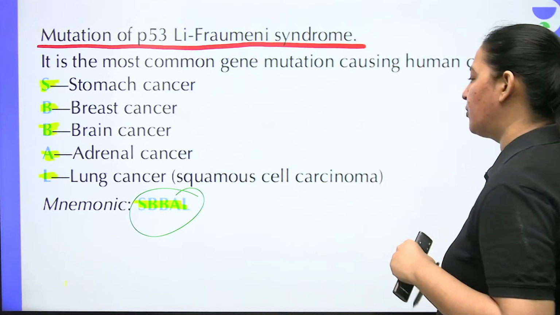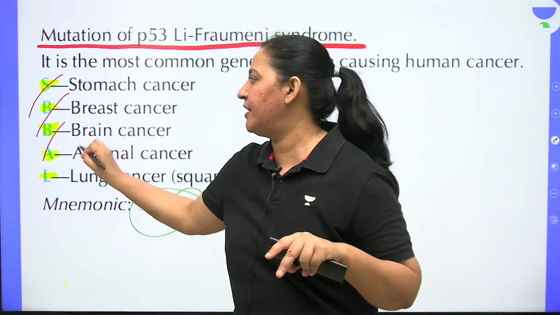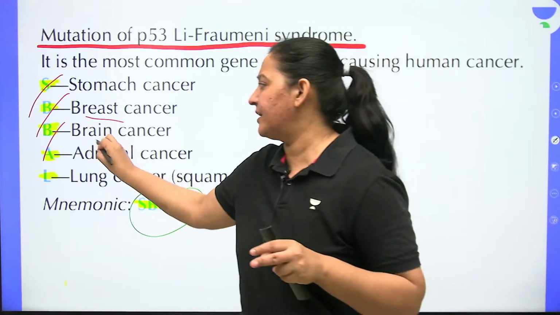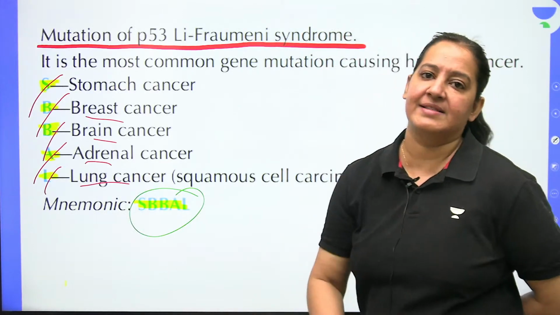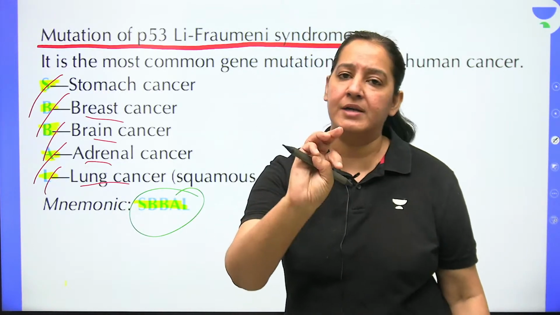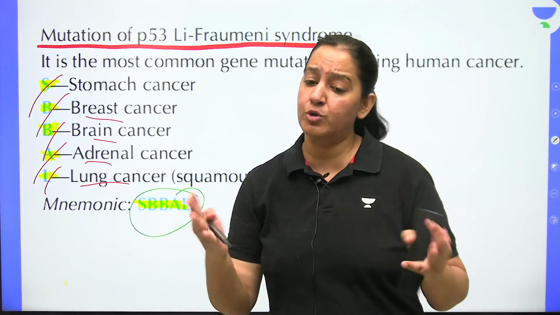There is a mnemonic for that. The mnemonic is SBBAL. S for stomach cancer, the 2B, brain and breast. If the female is there, breast cancer, brain cancer, A for adrenal and L for lung. In the lung, we have 4 types of cancers: squamous, adeno, small cell, large cell. So whenever you say lung cancer, being an MBBS student, now it's not wise to say only lung cancer.